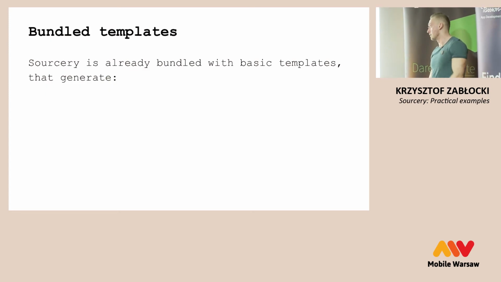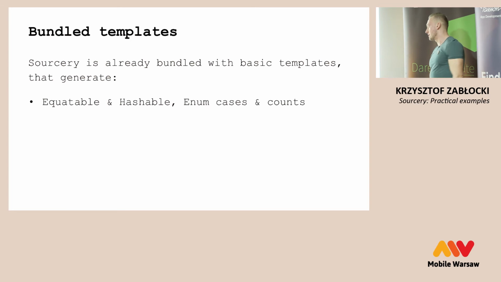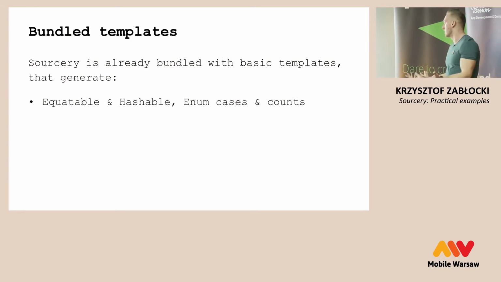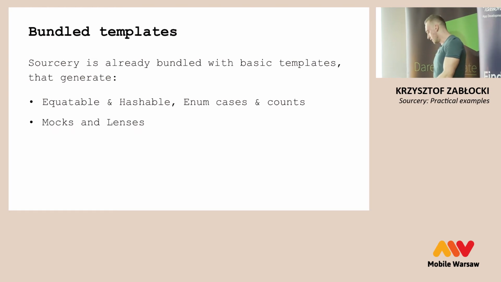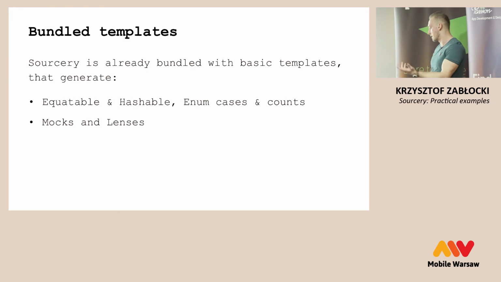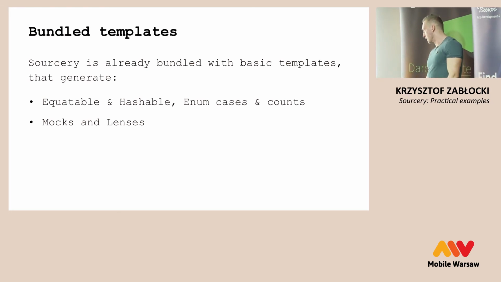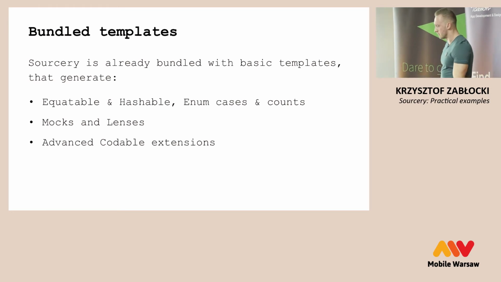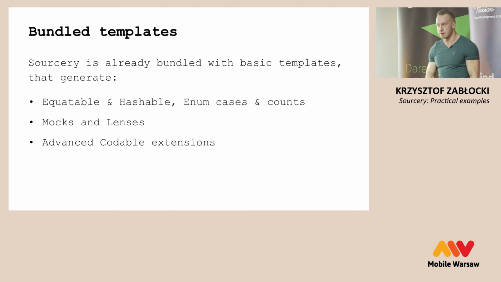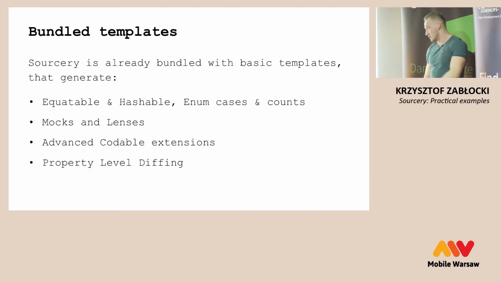And Sourcery comes bundled with many more templates. Equality and hashing are the basic ones that we always have. The enum cases and counts as well. It also comes bundled with a basic mock implementation, which allows you to track a few things I'm going to mention in detail in a second. It has a very advanced Codable extension that gets rid of all the manual subtypes you would have to create if you want to use Codable directly. It doesn't do custom Codable. It still does Codable using Apple APIs, except it deals with all the boilerplate.